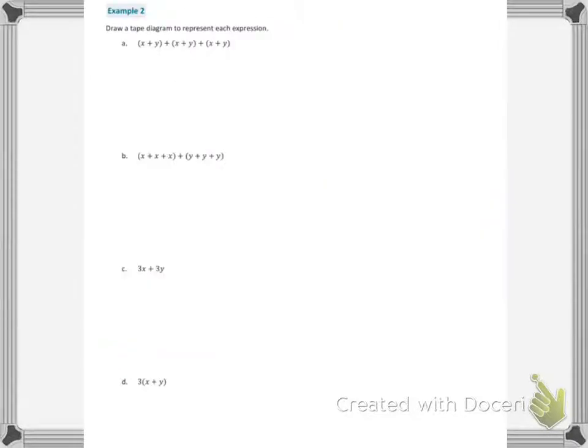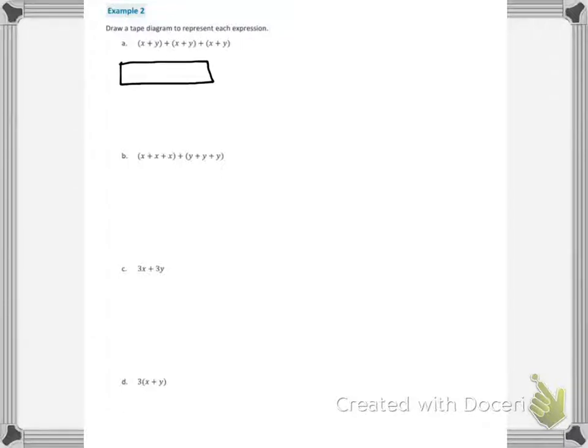Okay, in example 2 here, we have A, B, C, and D. We're going to do these all together. So we're going to draw some tape diagrams and discuss them a little bit. A asks us to draw a tape diagram to represent x plus y plus x plus y plus x plus y. So let's go ahead and do that.